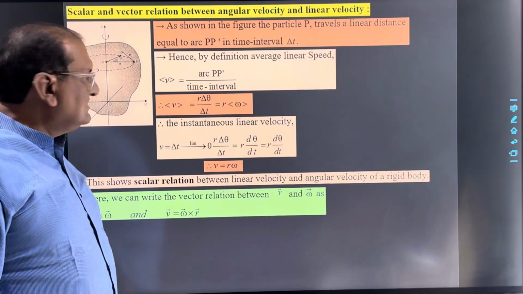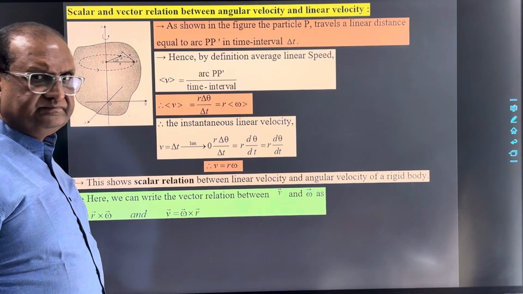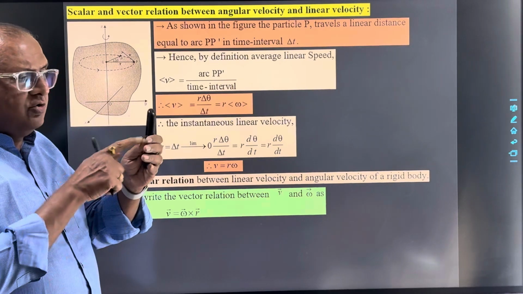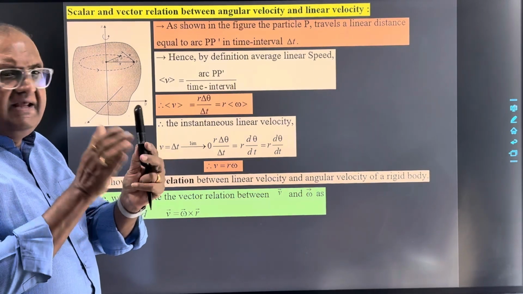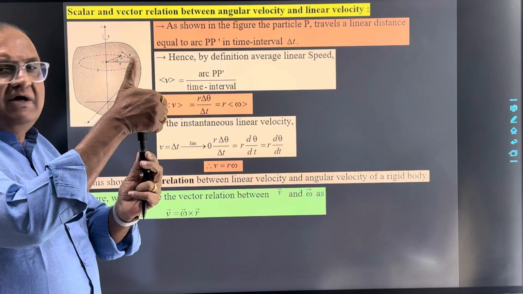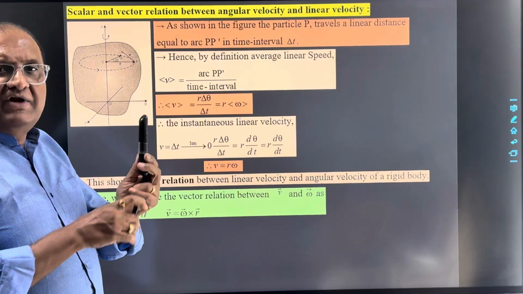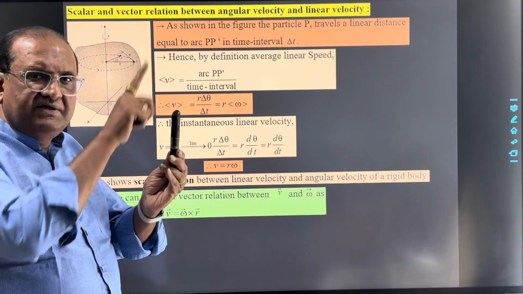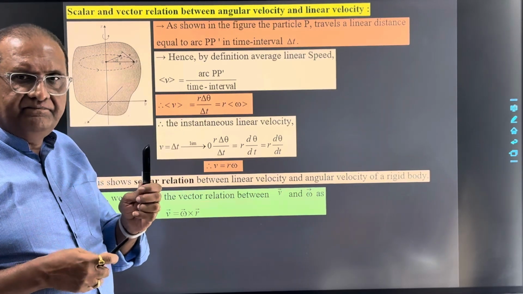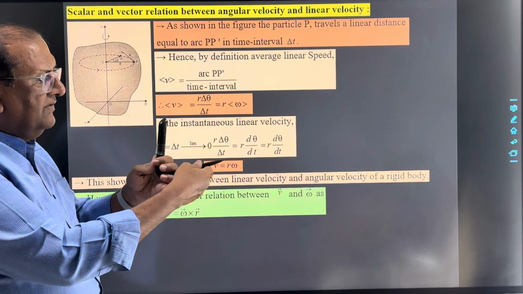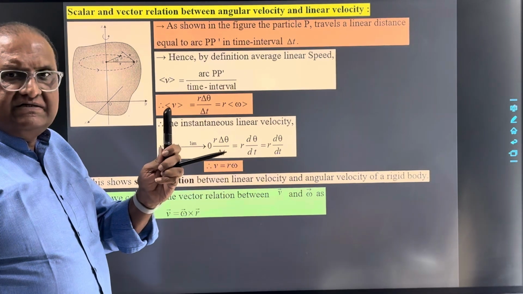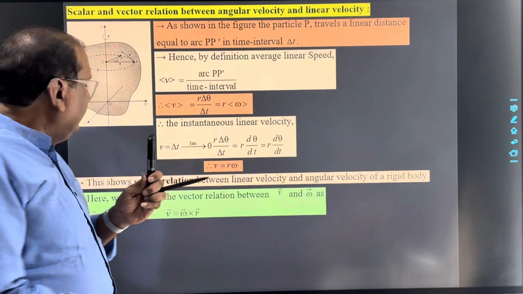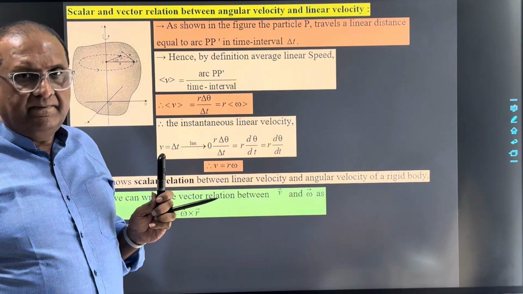Now we already discussed that in this particular case, your omega is in upward direction. This is your rotational axis. Your body is rotating like this, so the thumb is in upward direction. So think like this: this one is in upward direction, itself is your omega. Now this one is the position vector r. Now we want r cross omega.